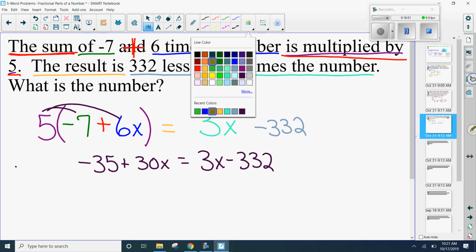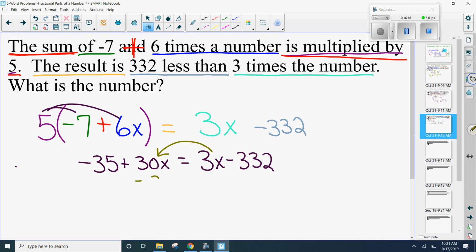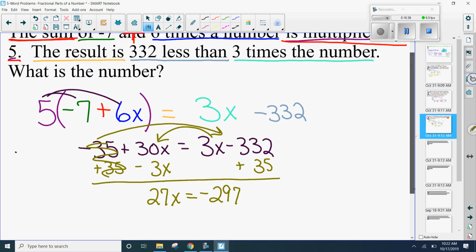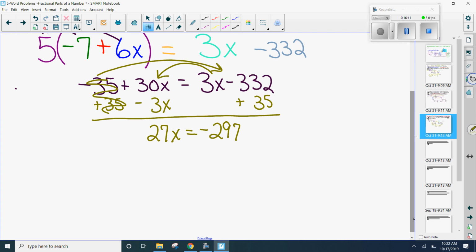Which way do you want to move the x's? Oh, wait, what did I do? Oh, okay. I could do something wrong, so don't be afraid to stop me. Okay. Now what? I'm going to move the 3x this way to make it negative, and move the 35 over and make it positive. Oops. That's all right if I write it on both sides, I guess. So 27x is equal to? Negative 297. Oh, do you know what that is divided by? Oh, come on. 11. Yeah, 11.